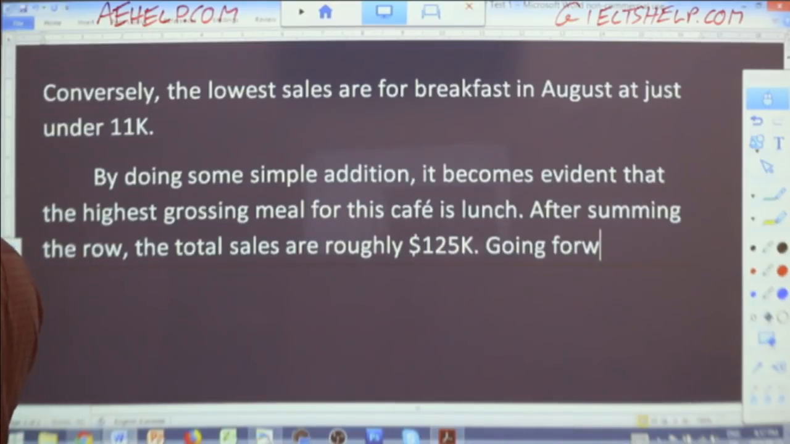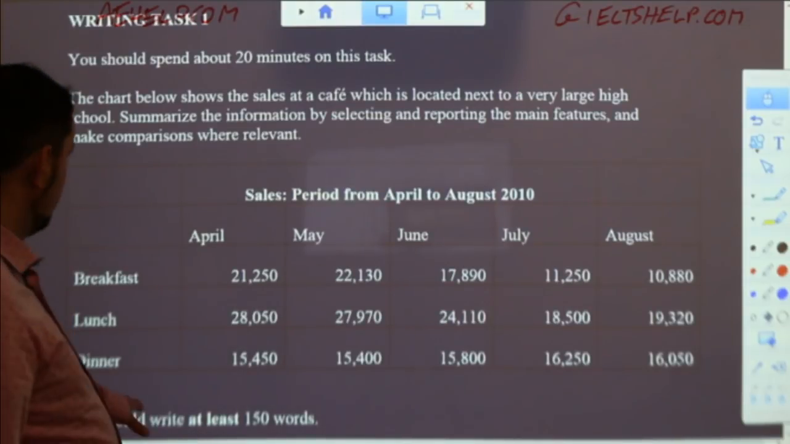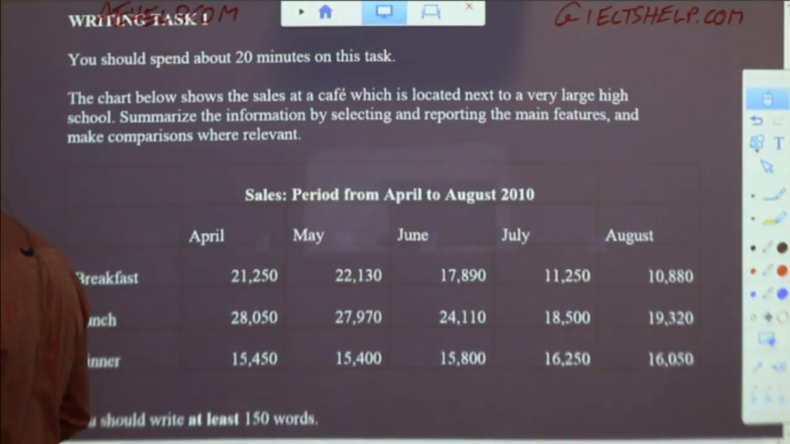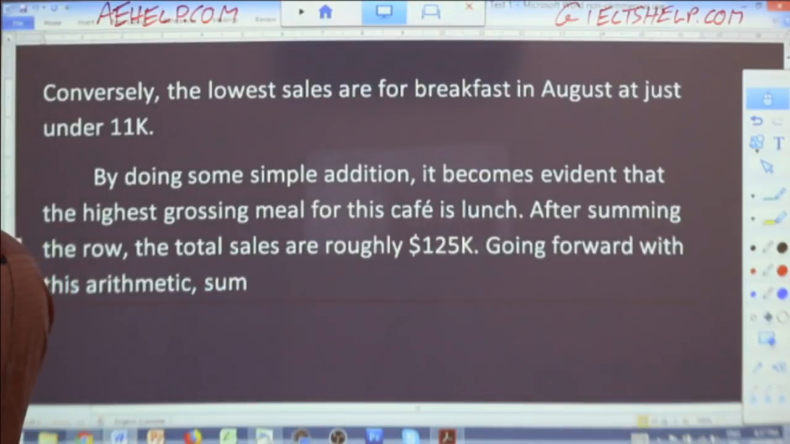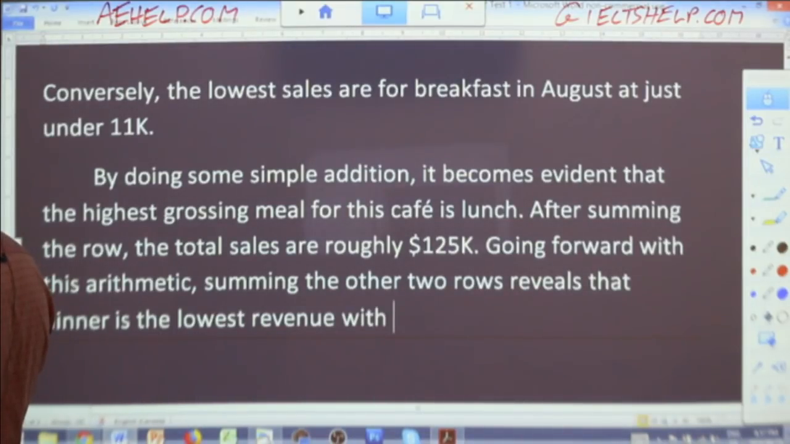Going forward with this arithmetic, summing, what was it? It was the dinner, right? Summing the other 2 rows reveals that dinner is the lowest revenue with about 70,000 earned.